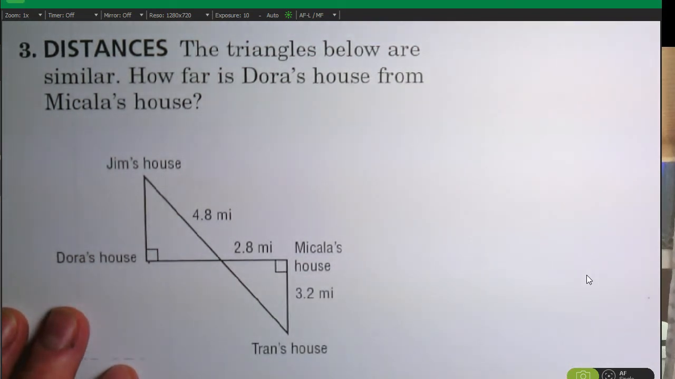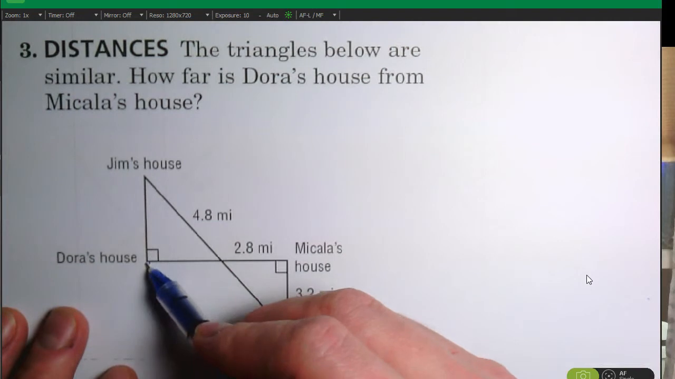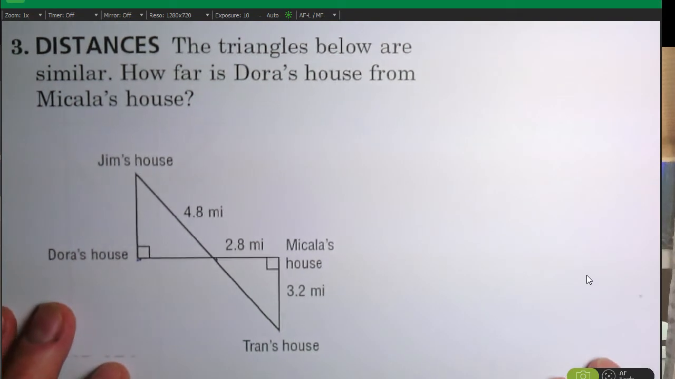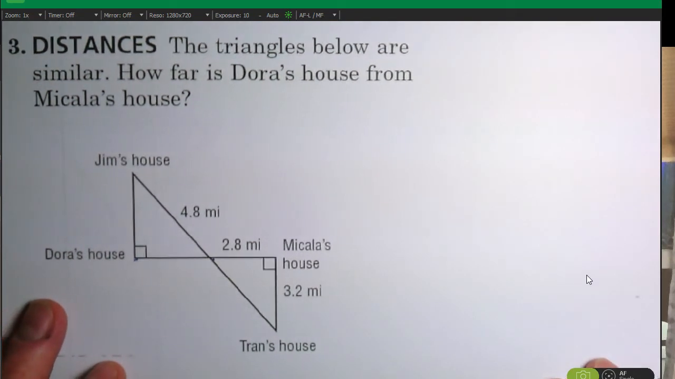Okay. So we've got to figure out how far it is from here to here. Now, in order to do this problem, we have to bring back some old math we haven't talked about for a while, and that's the Pythagorean theorem.